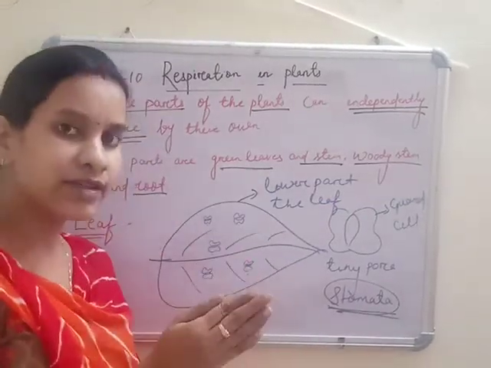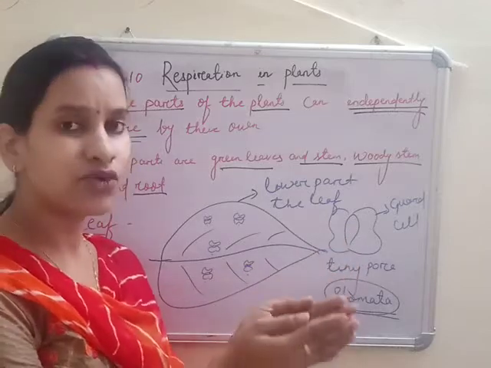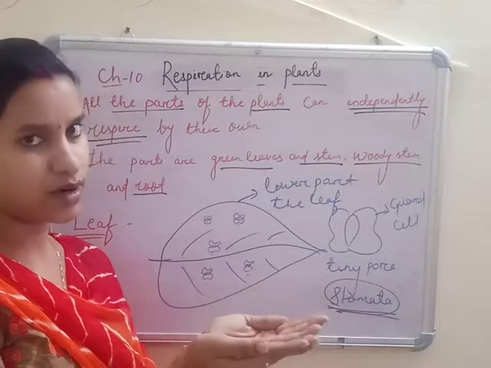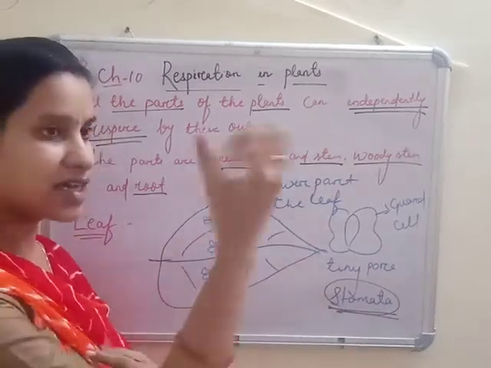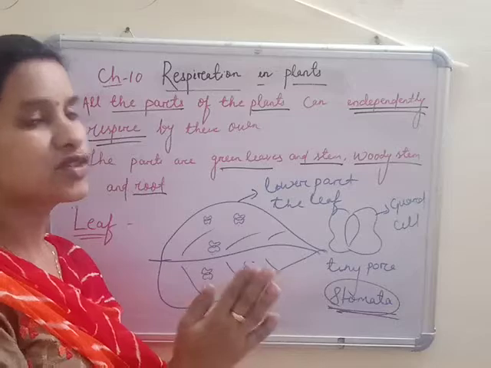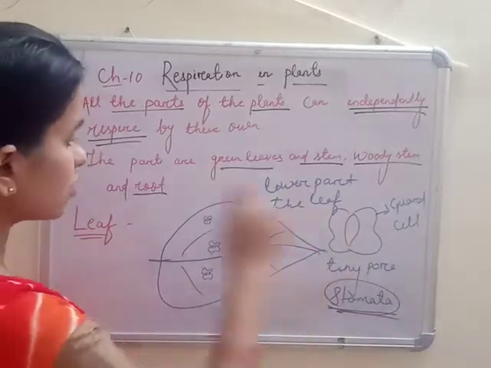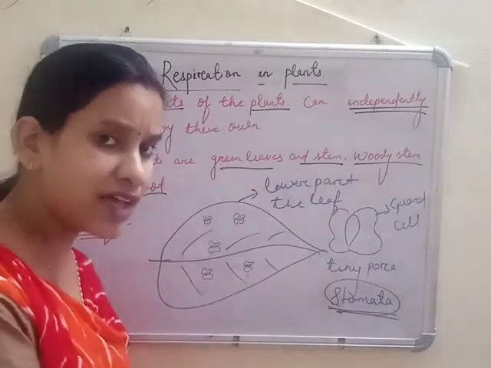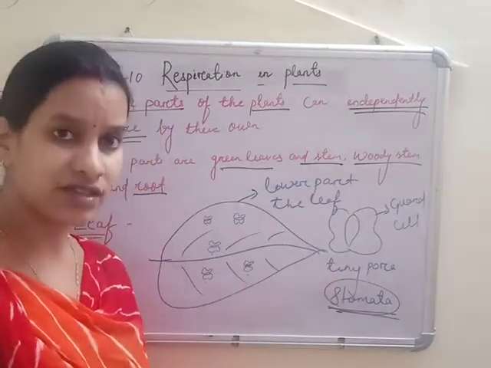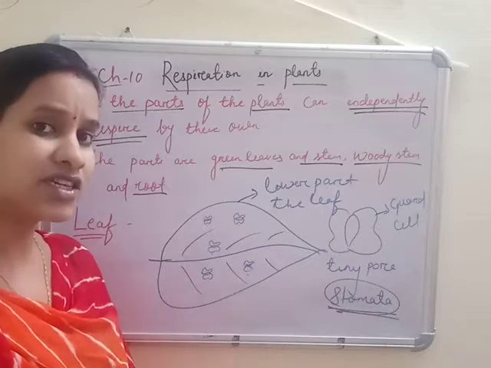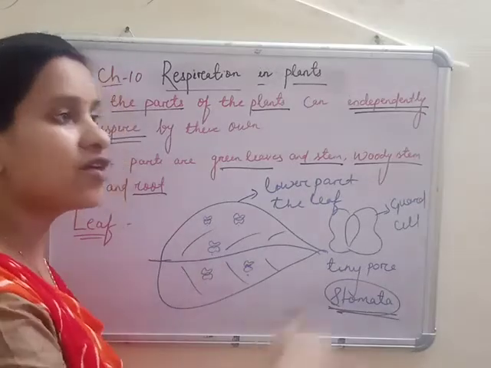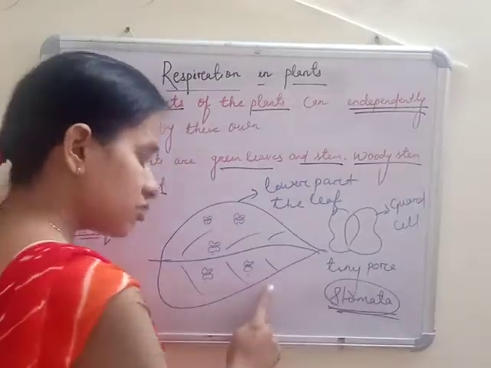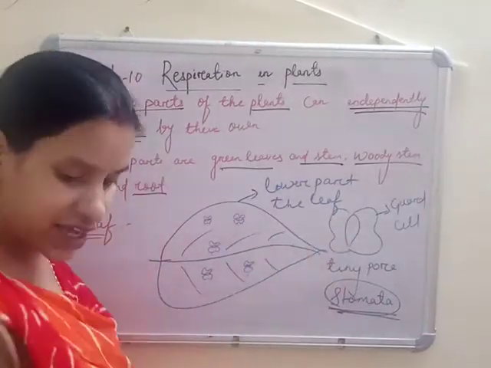It's a small opening, and it has guard cells. What is the function of the guard cell? It closes and opens the stomata. When gases are coming, it opens; when it is not required, it closes. This is how it maintains the stomata opening. Through this, the plant takes carbon dioxide and oxygen for its processes of photosynthesis and respiration, and after the process is done, it releases carbon dioxide and oxygen.